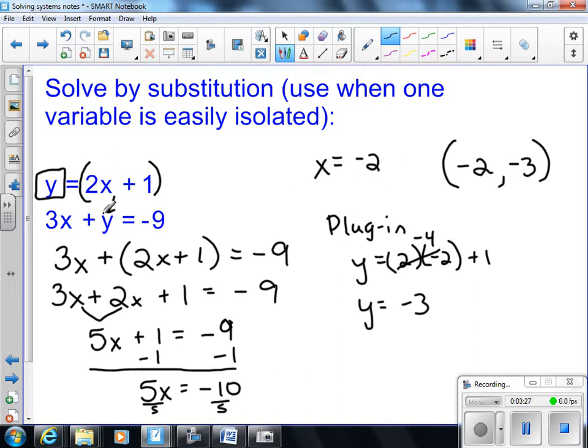Now, what does that mean? What's that solution tell you? That's where they're going to cross. You can think of it that way. Or if I put a -2 in for x and a -3 in for y, it would make it a true statement. It would also make this one a true statement. If I put a -2 in for x and a -3 in for y, it would make both of those true statements.